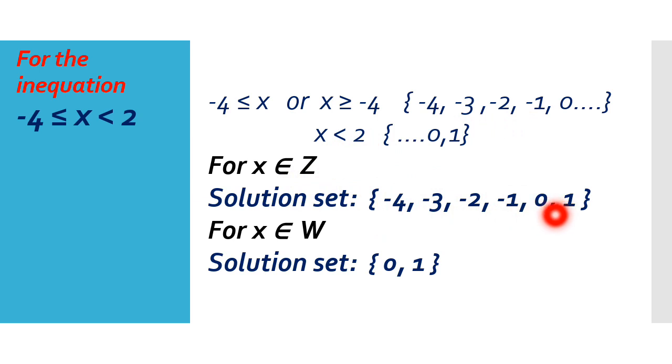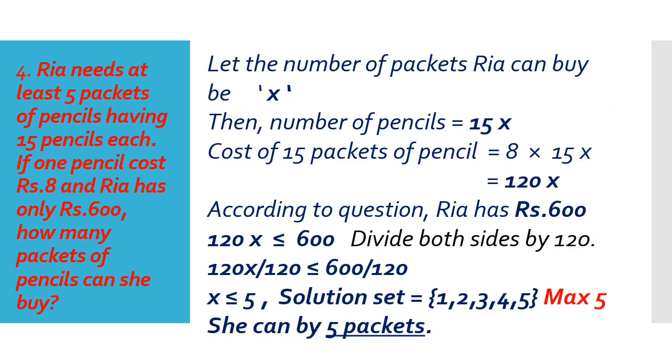Correct. Suppose we consider that x belongs to whole numbers, then we will take all the numbers which are whole numbers. Correct. So in the set of whole numbers we have only 0 and 1. We can't take the negatives. So this is the solution set for whole numbers. Correct. Now see the next question, that is question number 4 of the exercise.